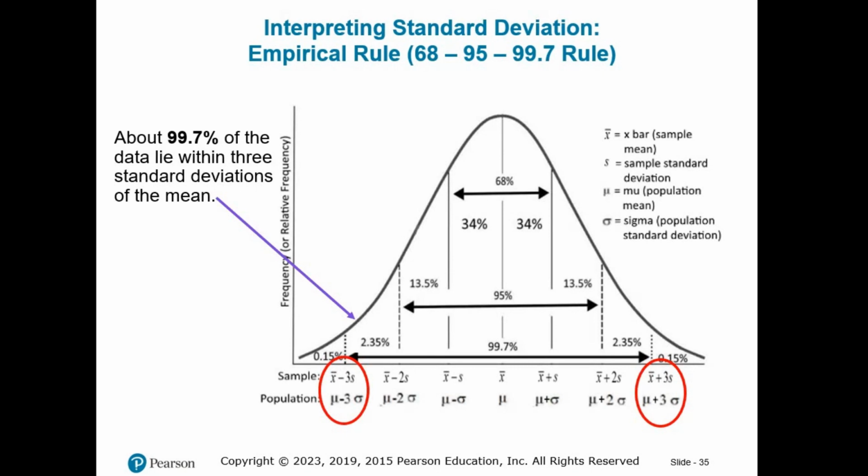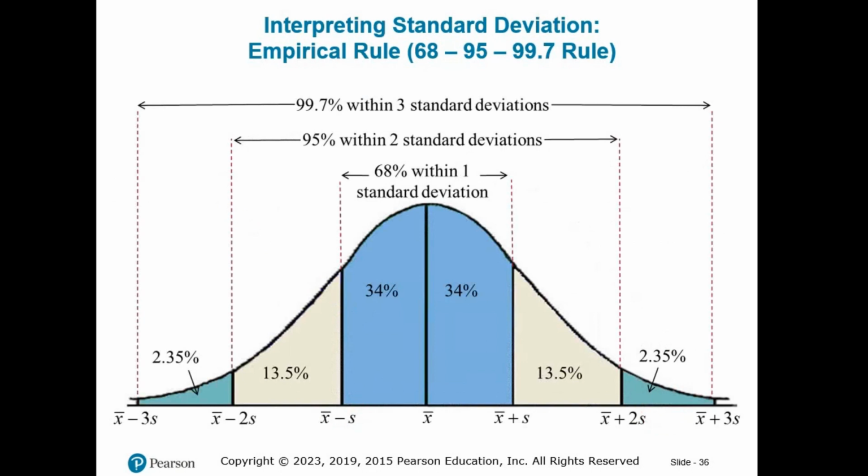If you look at the percentages, you can see that we could figure out what percentages of data lie above or below a certain data point, given its relationship in standard deviations from the mean. We'll talk more about that later. Here's a summary of the rule again. 68% within 1 standard deviation, 95% within 2 standard deviations, and 99.7% within 3 standard deviations of the mean.